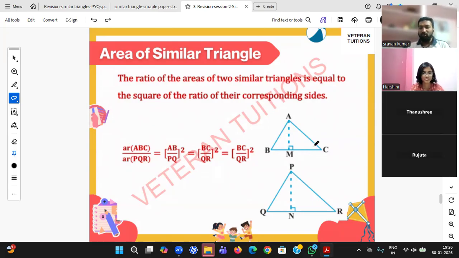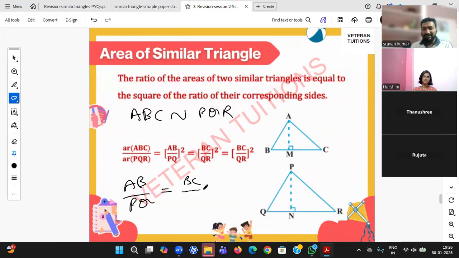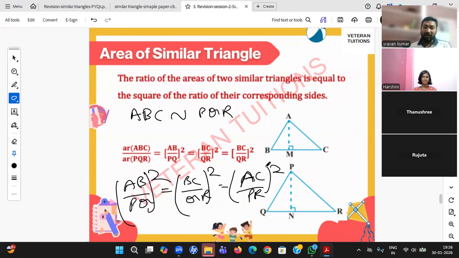Whenever they are similar, what can you write? If I am saying ABC is similar to PQR, by CPCT you can write AB by PQ equals BC by QR equals AC by PR. Whenever they are asking areas, you should just square it, students, nothing more than that. Why this works, there is no requirement. For SSC Telangana students, this is an important proof, and it's easy also. For CBSE, there is no requirement, this is deleted. But there are MCQ questions. Whenever he is asking about the area, you should square it.